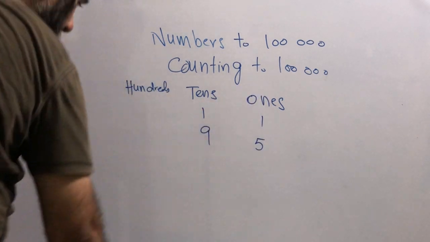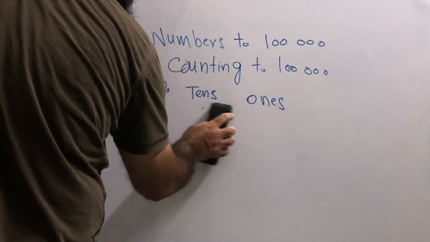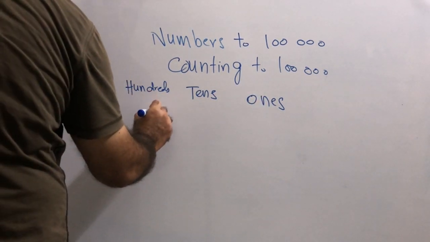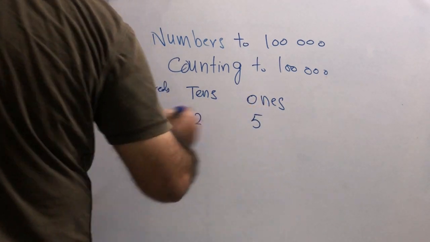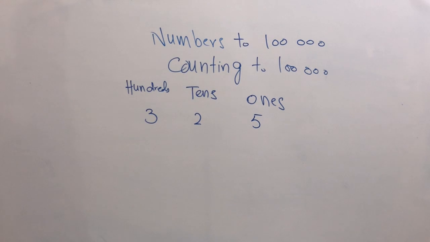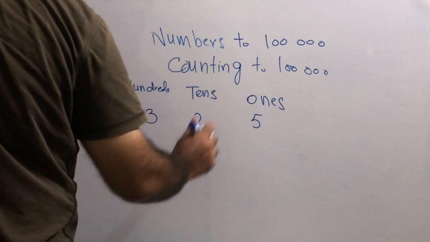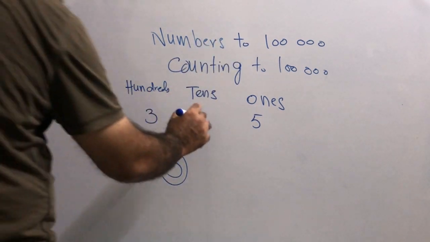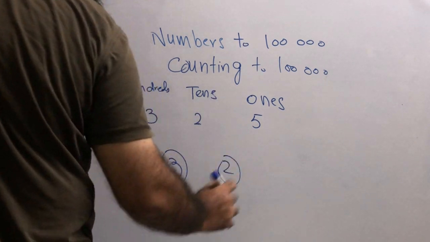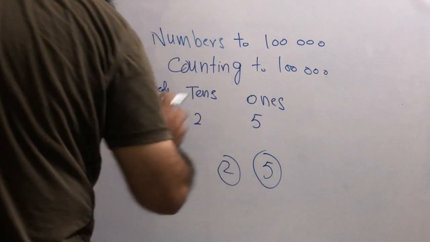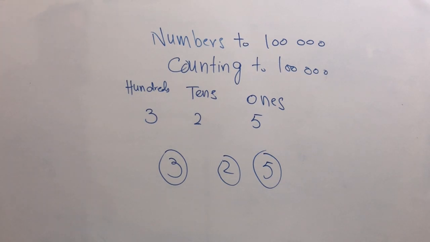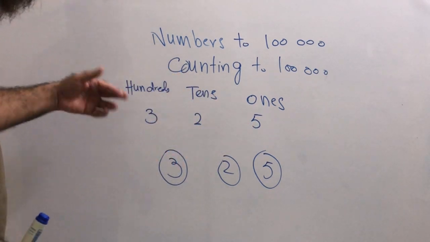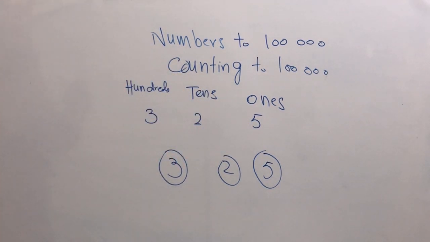How many ones in 95? 5 ones. Then we move to an even bigger number: ones, tens, hundreds. When we say 325, this figure says that 325 has 3 hundreds, 2 tens, and 5 ones. It has 5 ones, 2 tens and 3 hundreds. So it is a bigger number, 325.